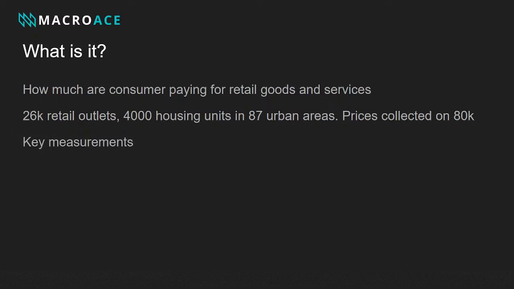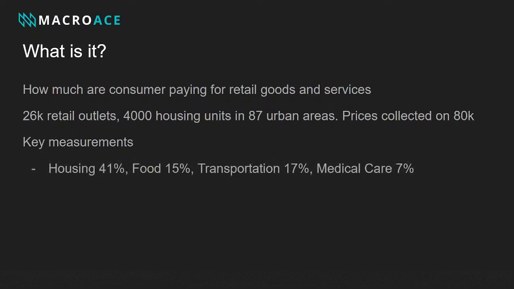So key measurements that form part of the Consumer Price Index release itself: housing makes up 41%, food about 15%, transportation about 17%, and medical care about 7%. Those are the four key measures that form part of the CPI report. Of course, you have other parts of the report as well, such as recreational goods and activities, but these are the four main ones that are heavily weighted in the report.